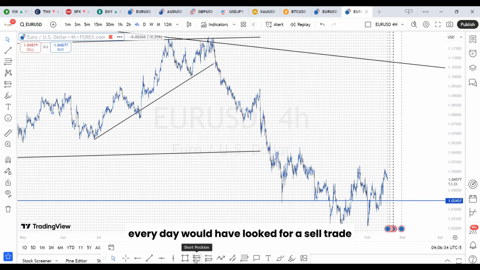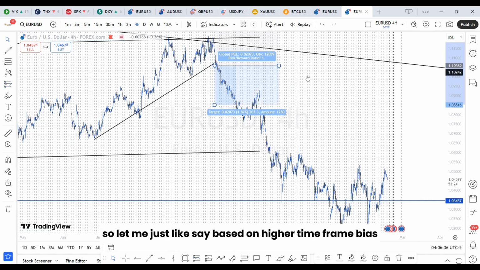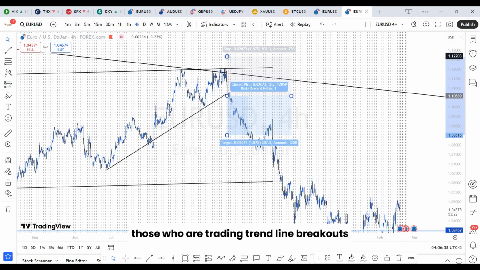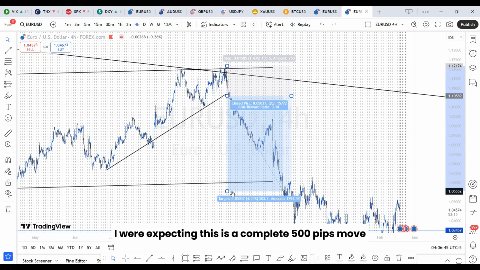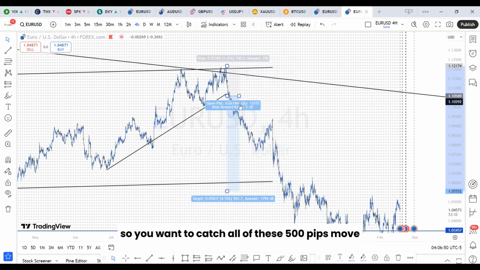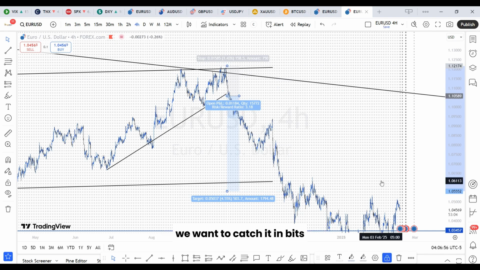Every day we would have looked for a sell trade. So let me just say, based on higher time frame bias, we're trading trend line breakout. We have something like this that we're expecting. So this is a complete 500 pips move. So you want to catch all of these 500 pips move as you even go to lower time frame. You want to catch it in bits, maybe in bits of 100 pips, so like 5 entries, or bits of 50 pips, so that would be like 10 entries.